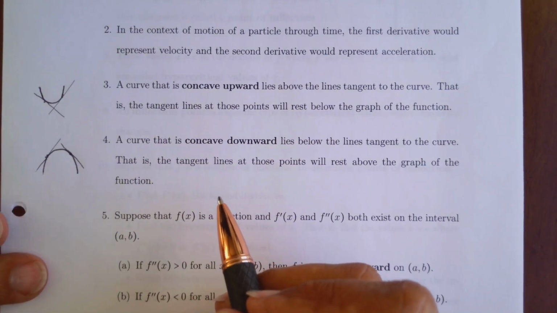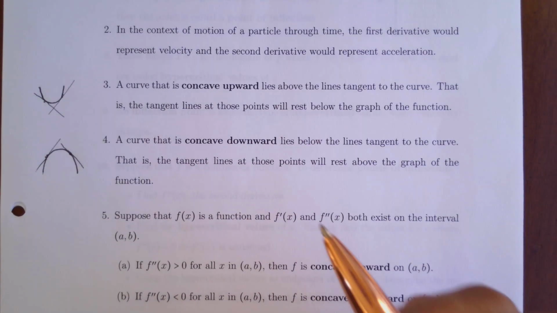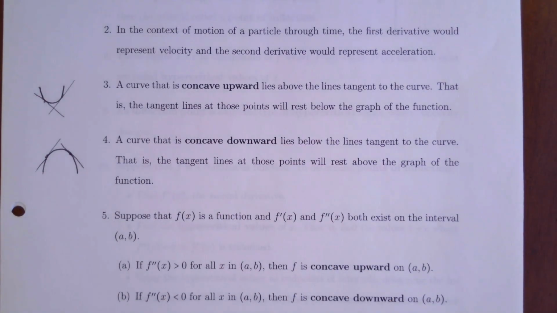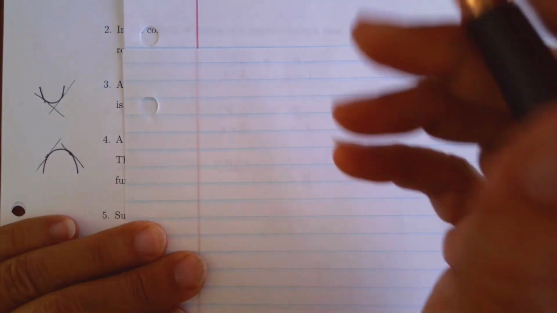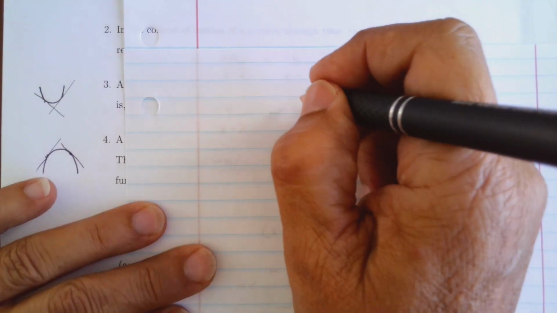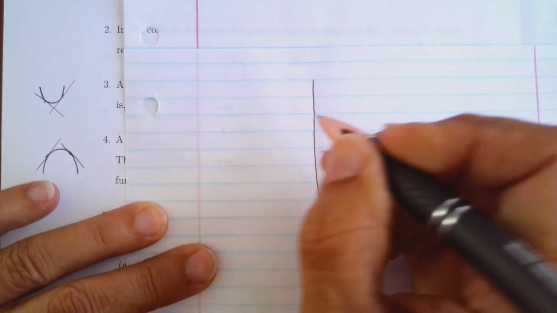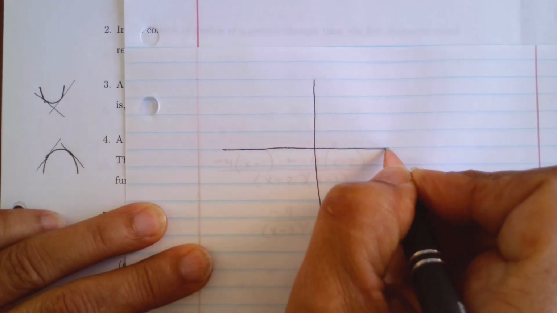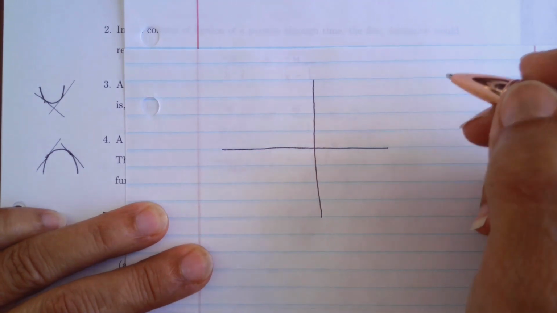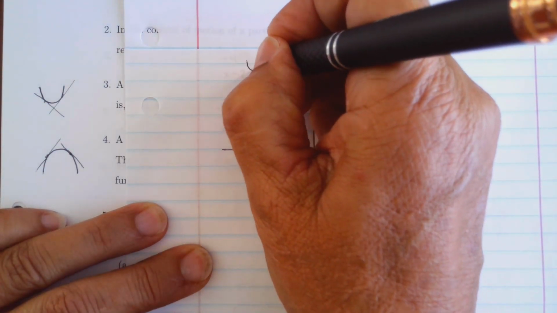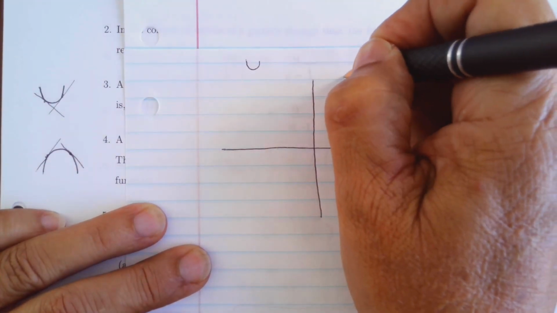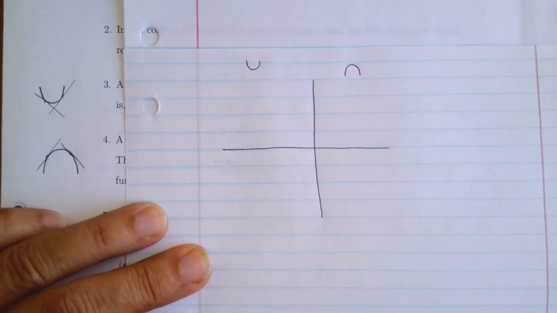Okay? All right. Now, I want to take a minute and do one other thing with you about concavity, because I feel like it's important that you understand this to put it all together. So I always like to draw this little picture of concave up and concave down. We know that concave up looks like this, and concave down looks like this, right?